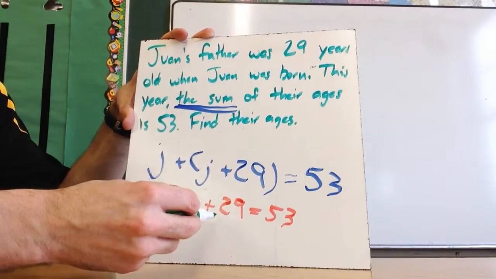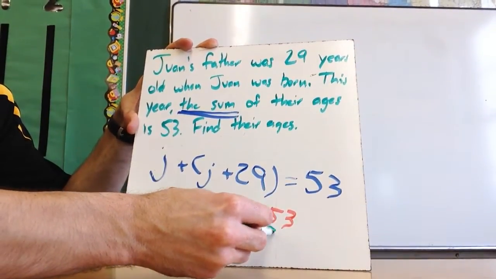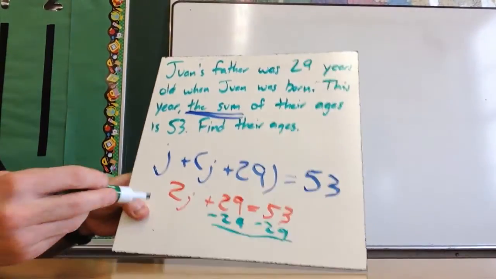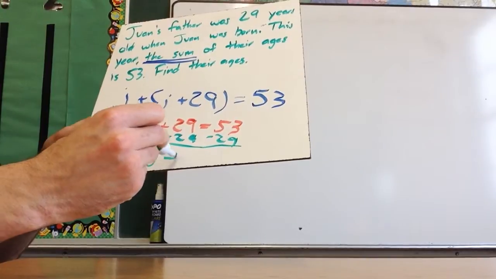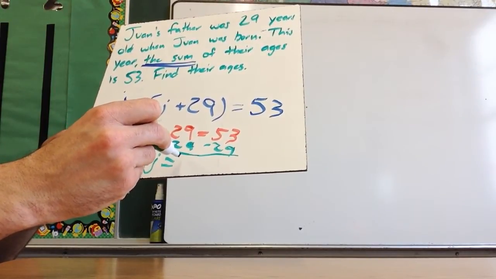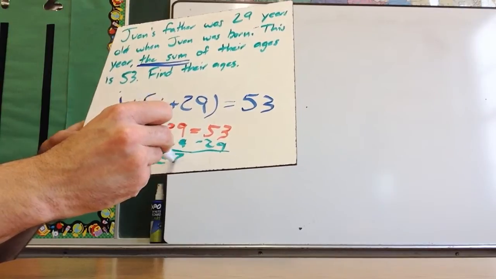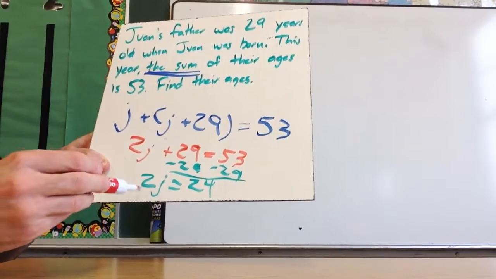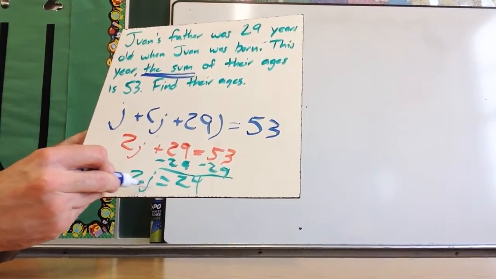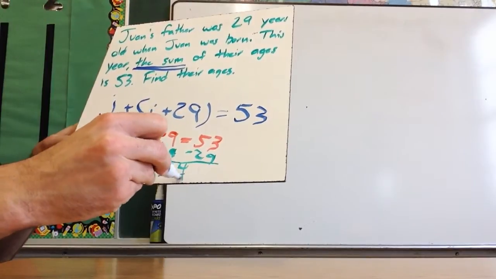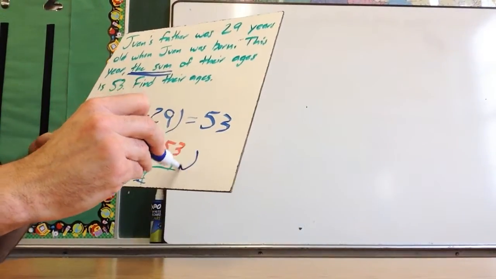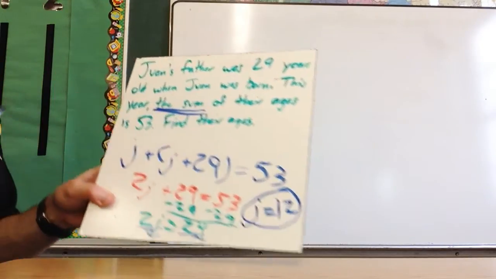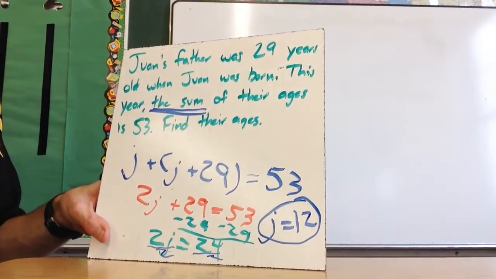Next step is going to be to try to isolate the j. So I'm going to subtract 29 from both sides since I have a positive 29 over here. So this is going to leave me with 2j equals 24. Now, unfortunately, sorry, I'm running out of room, but I'm going to end up dividing both sides by 2. And so I end up with j equals 12.